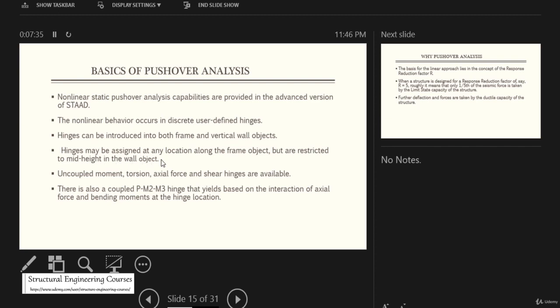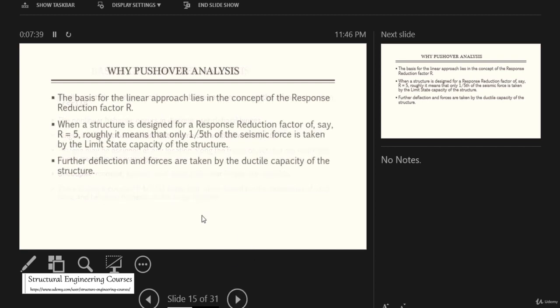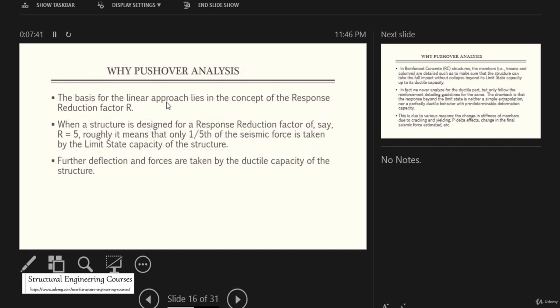ETABS and Midas do offer us this option, and the basics of why we do the pushover analysis lies in the response reduction factor R. This I had already explained in the previous lectures also.